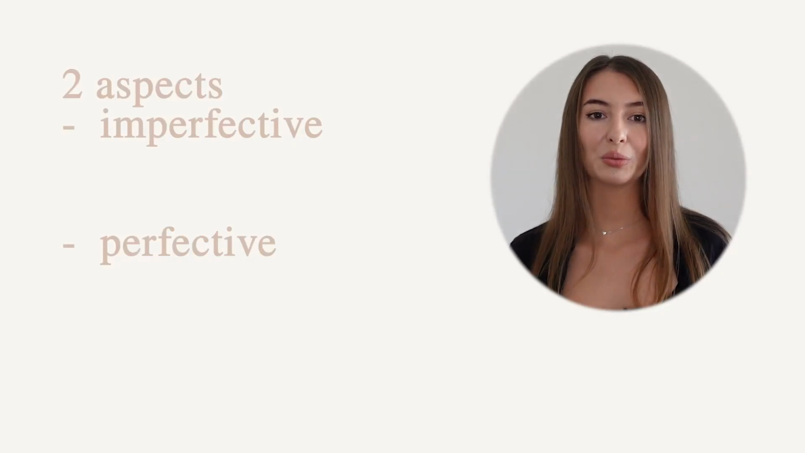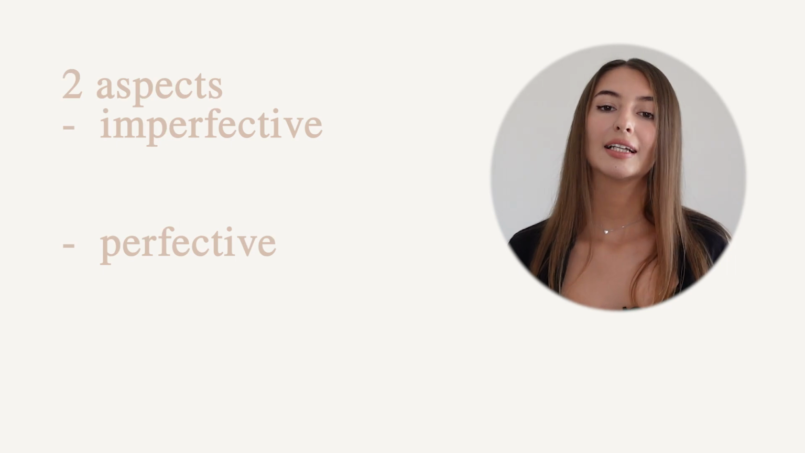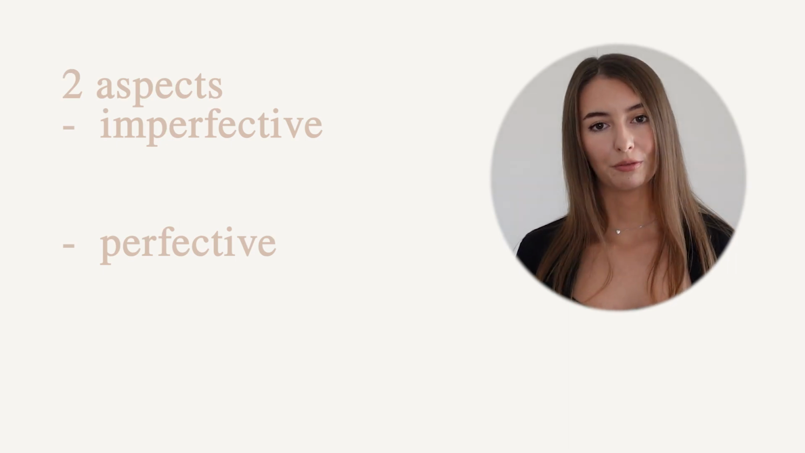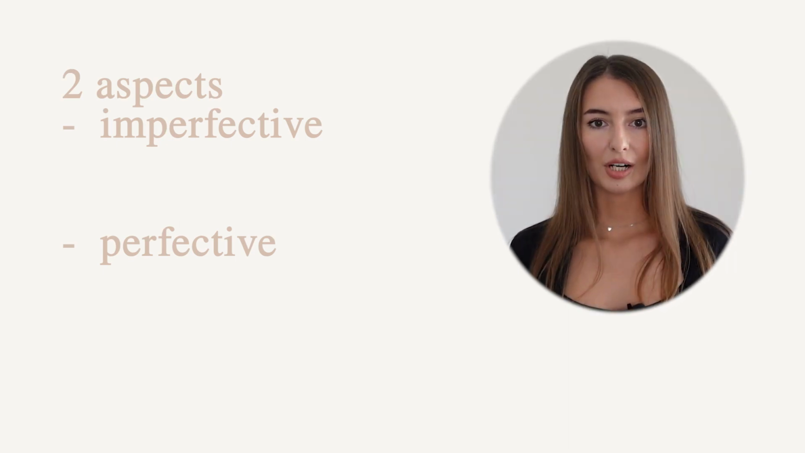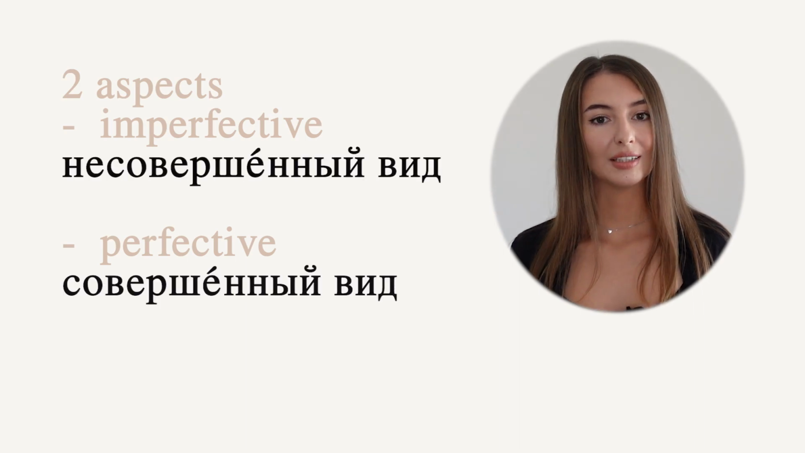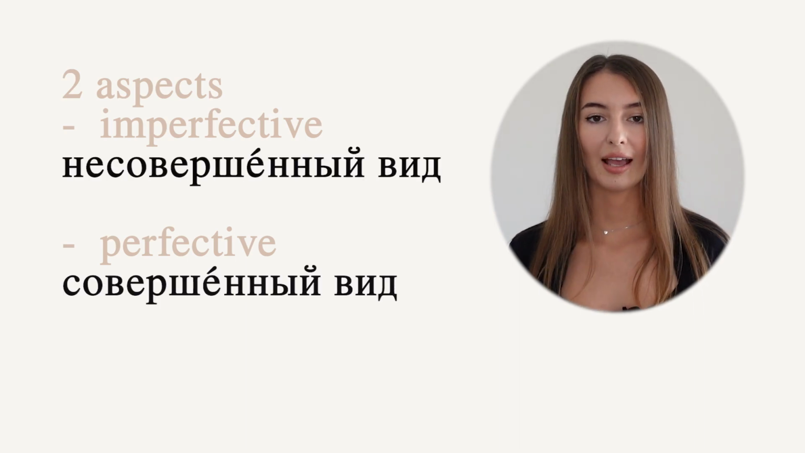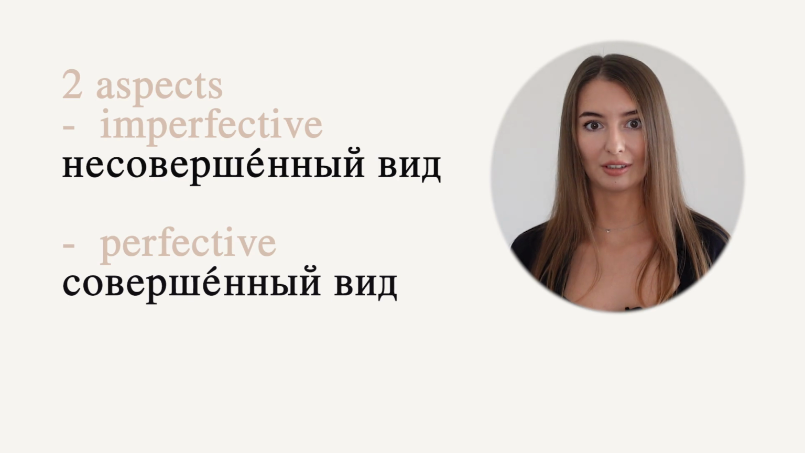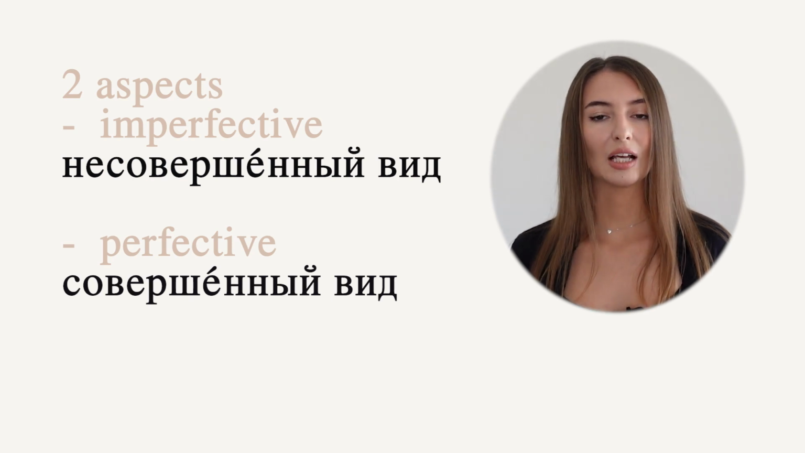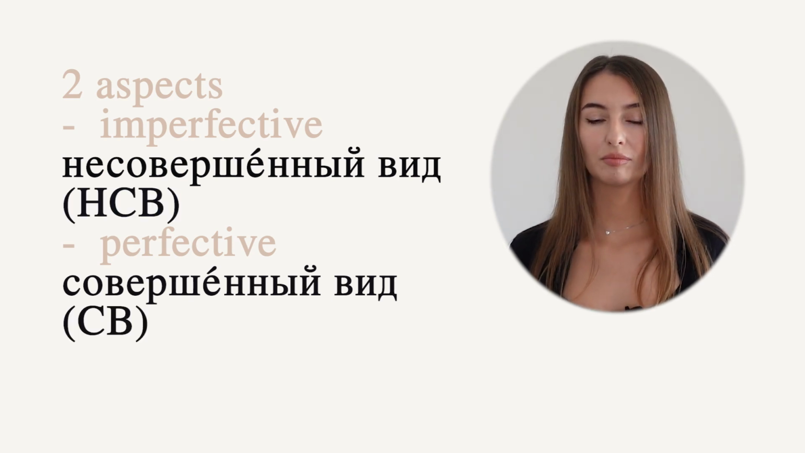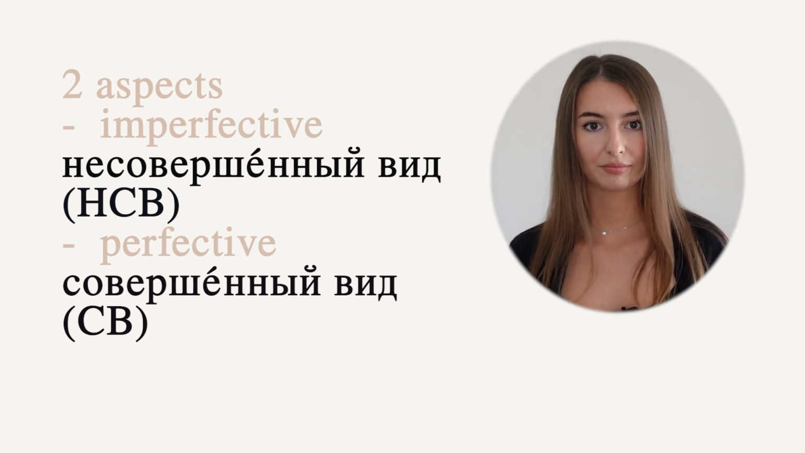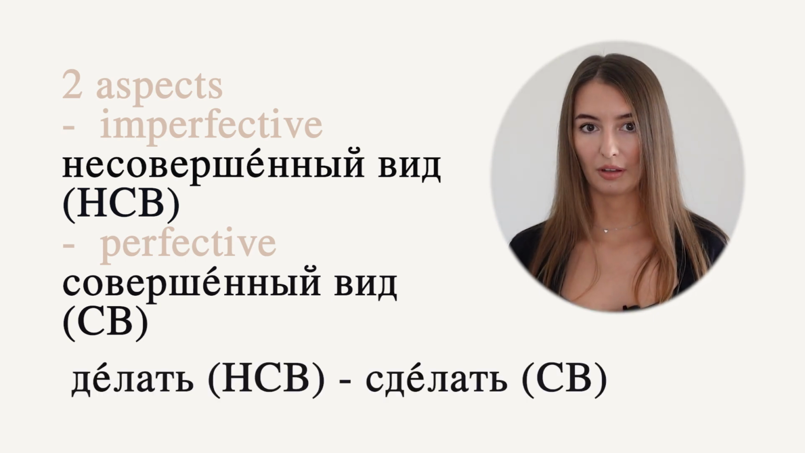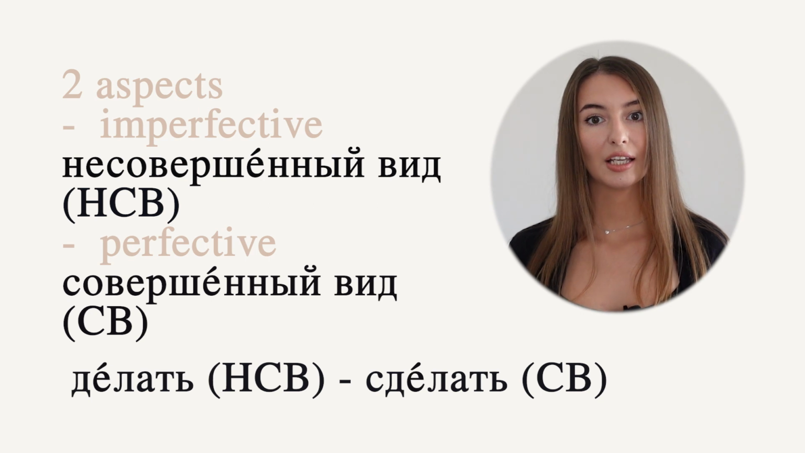In the Russian language, a verb can be either imperfective or perfective in aspect. The Russian equivalents are несовершенный вид and совершенный вид, which can be written in some books as НСВ and СВ. So, for example, the verb делать is imperfective, and its perfective pair is сделать.